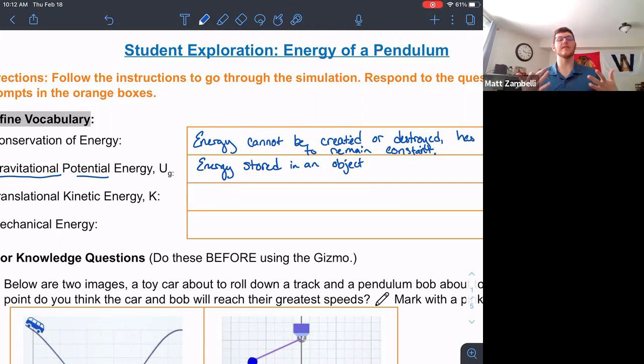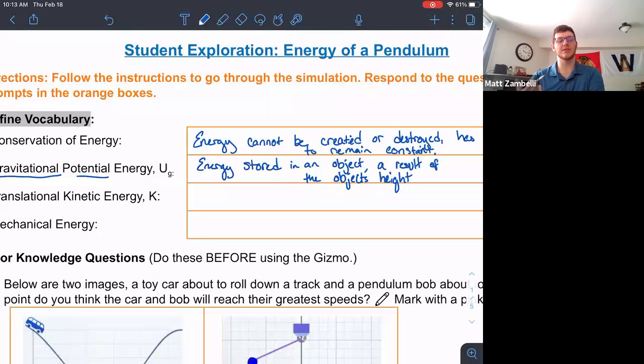And so gravitational potential energy is going to be specific to, or as a result of, the object's height. So I'm going to put that in there. A result of the object's height. So we care about the height that the object is at above the ground. That's going to give us our gravitational potential energy.